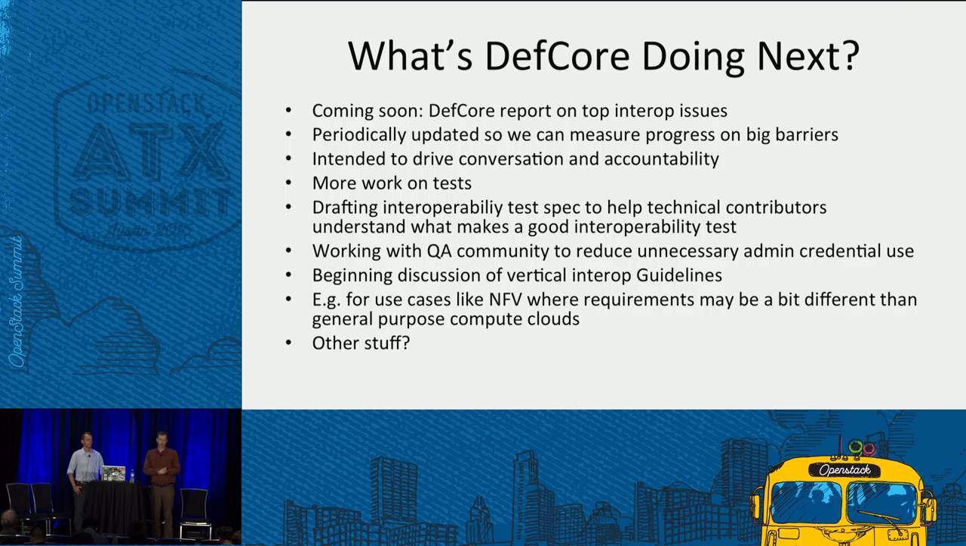So this involves working with the QA community for unnecessary admin credential use and some of these other things. And what's coming out of this too is a more formal discussion of what it means to be an interoperability test. And there are going to be some great discussions later this week. There's a DevCore working session where this is going to be one of the big issues, which is going to feed into a joint DevCore QA working session where these issues will continue, to advise them on ways forward and how we can collaborate.